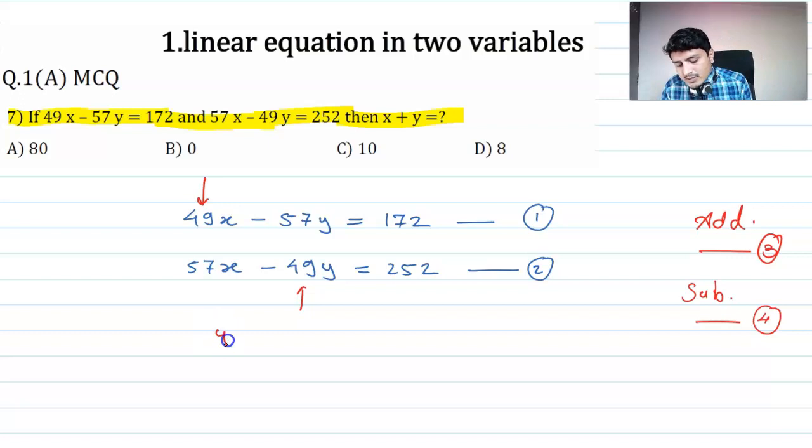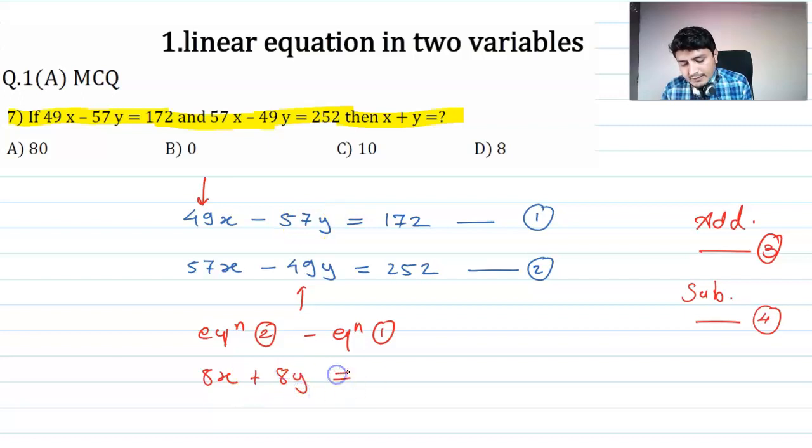Now, we subtract equation 1 from equation 2, that is, equation 2 minus 1. What will happen? I am writing 57 minus 49, we have 8x. Now minus 49 minus minus 57 gives plus 8y, and that equals 252 minus 172, which is positive 80.